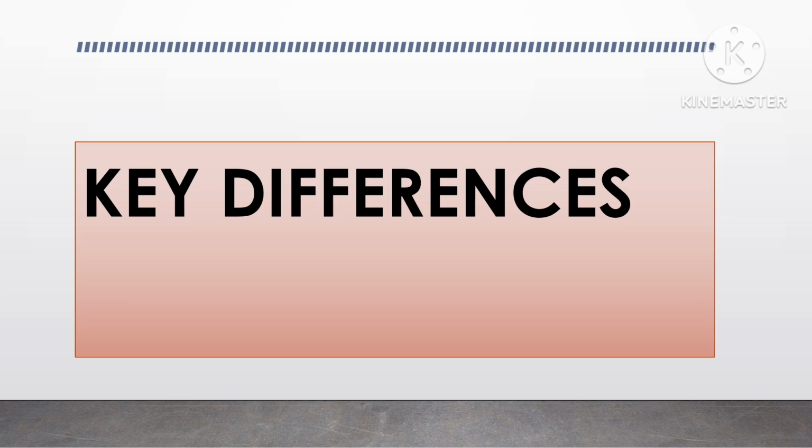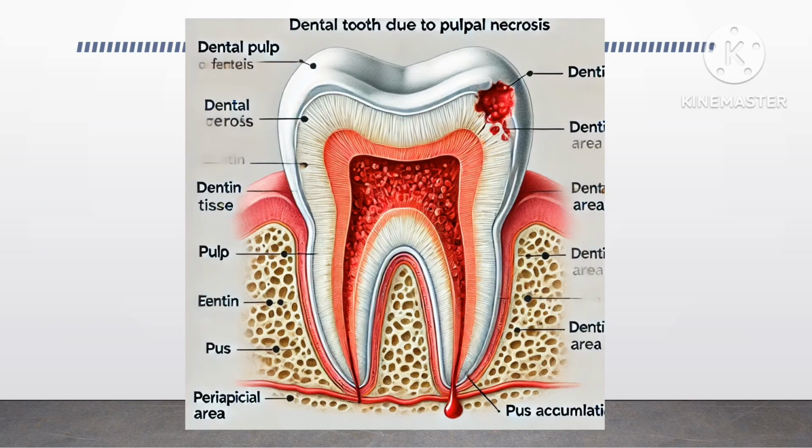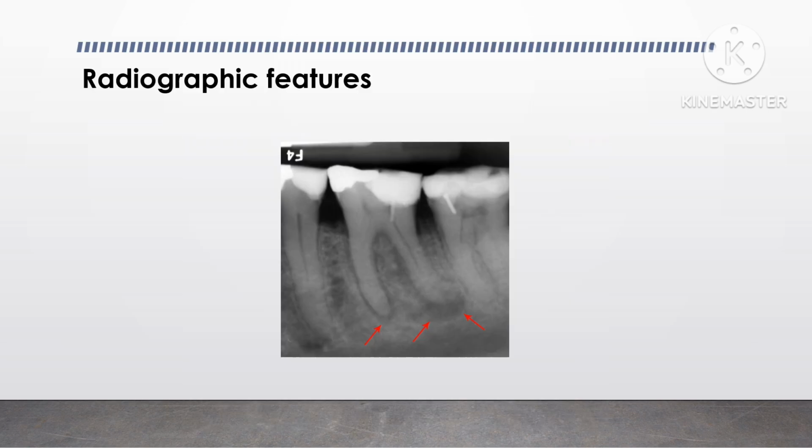Now let's go through the key differences between the periapical cyst, abscess, and the periapical granuloma. Periapical abscess is an acute infection characterized by collection of pus at the root apex, and it is often painful and a result of bacterial invasion in the pulp.